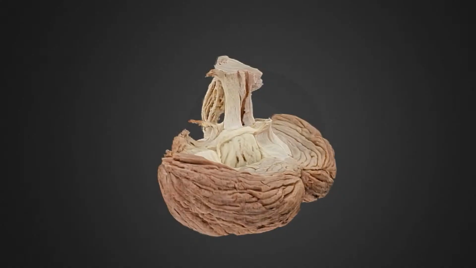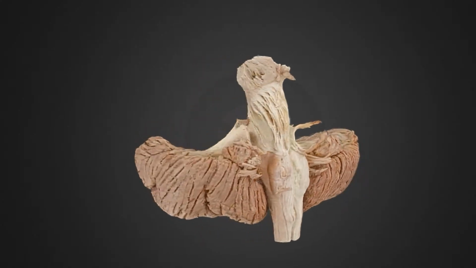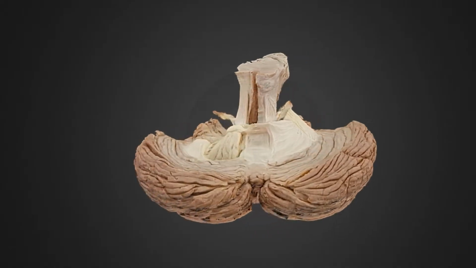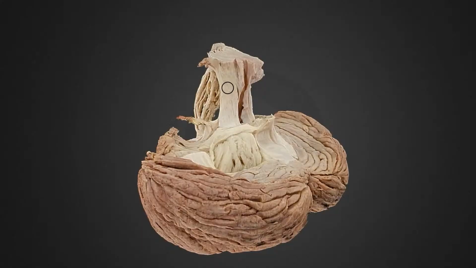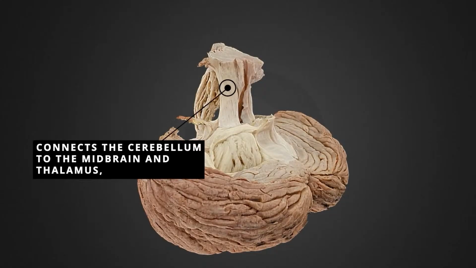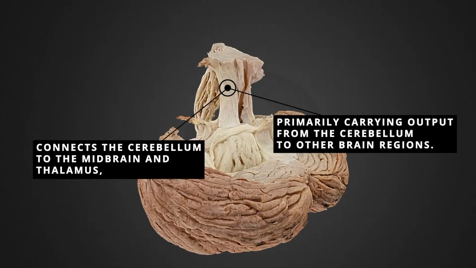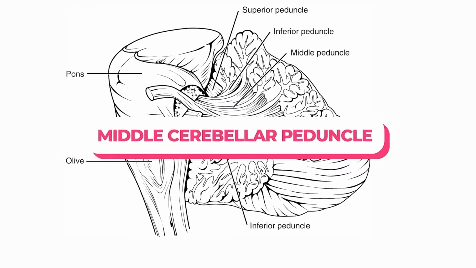Peduncles. The cerebellum communicates with other parts of the brain via three paired structures known as peduncles. Superior cerebellar peduncle. Connects the cerebellum to the midbrain and thalamus, primarily carrying output from the cerebellum to other brain regions. Middle cerebellar peduncle.